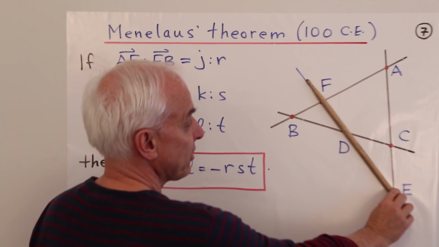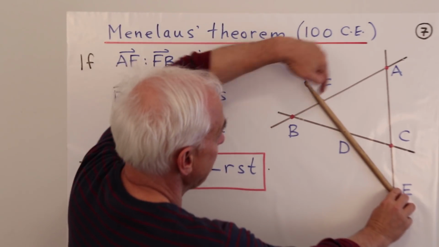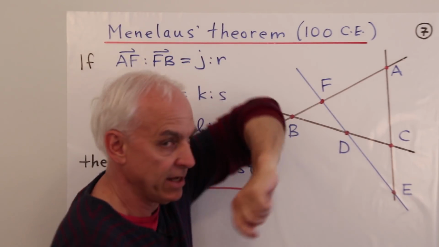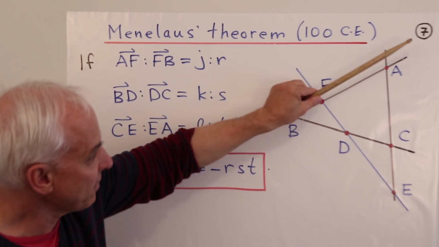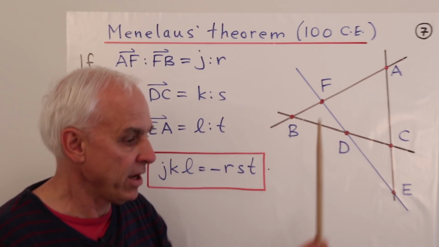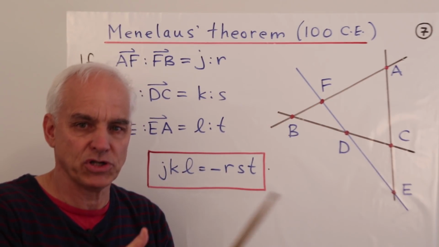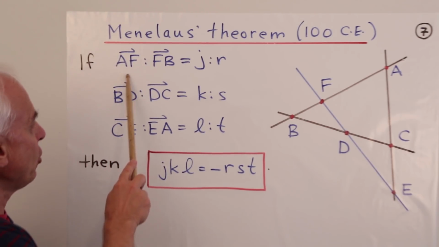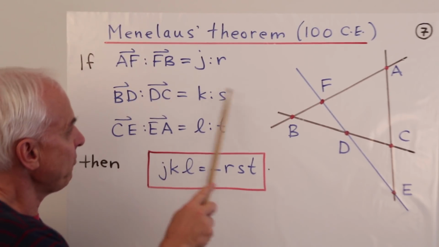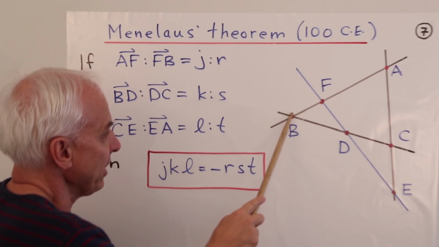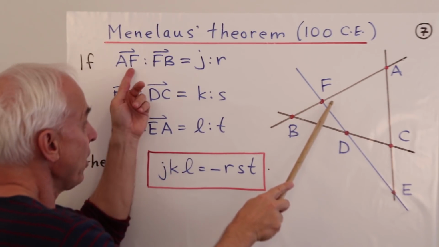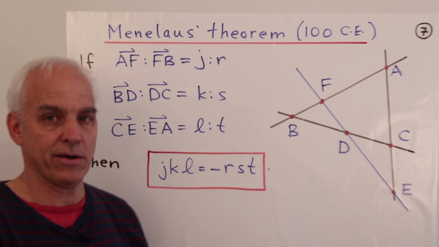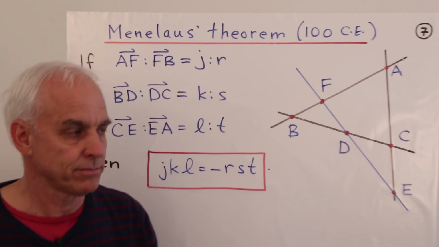And this line meets the three sides of the triangle. It meets AB at this point F, it meets BC at this point D, and meets AC at this point E. So along each of the three sides of the triangle, we have 3 points, and we could talk about proportions of vectors. Okay, so let's look at the three proportions, AF to FB. So there's AF and FB. So this vector AF to this vector FB. That's a certain proportion because they're parallel. Let's say it's J to R. J and R are numbers.